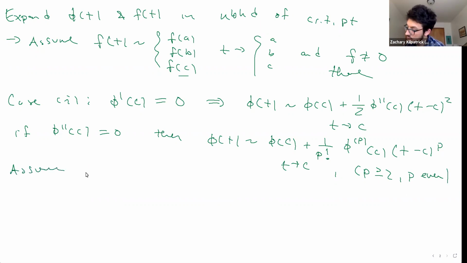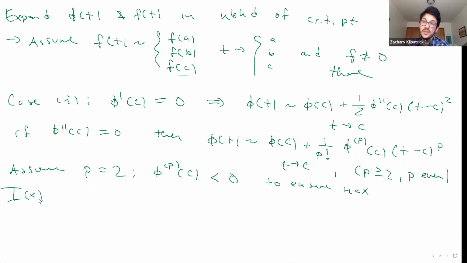Now, if we assume that we have some non-zero value of our second derivative here, phi prime prime of c, let's say this is less than 0, right? This ensures our maximum. How does this integral now look in case 1?